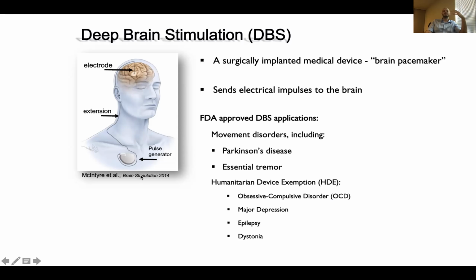And the idea is to send pulses to these specific brain regions in order to mitigate the motor symptoms of Parkinson's disease, essential tremor, dystonia, and additional ailments such as OCD. Today, we're talking about more than 200,000 cases of DBS worldwide. So it's quite a big number, I'd say.